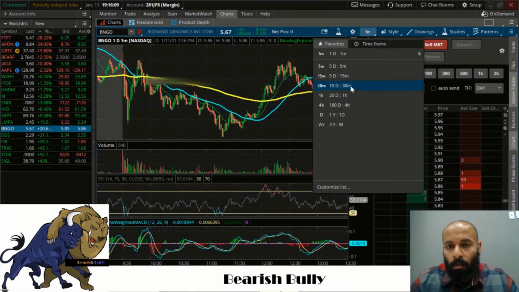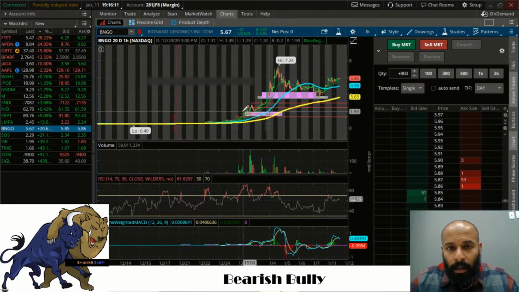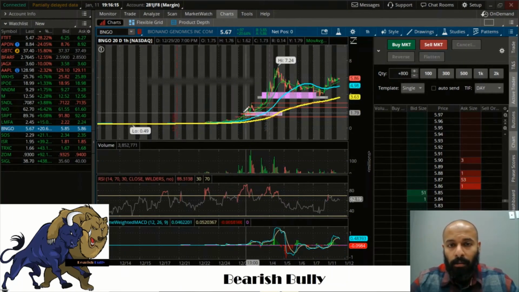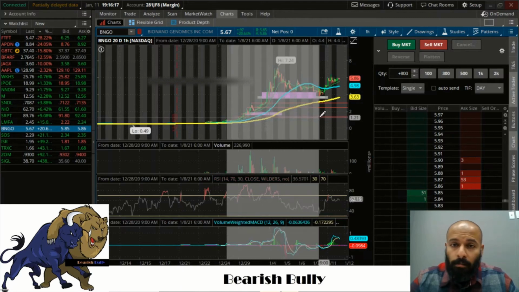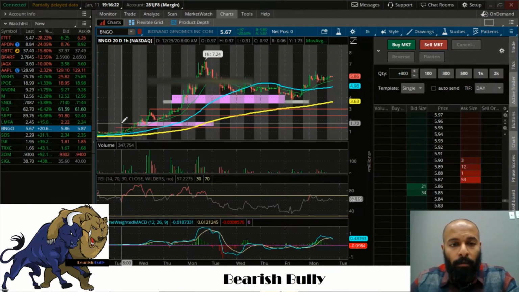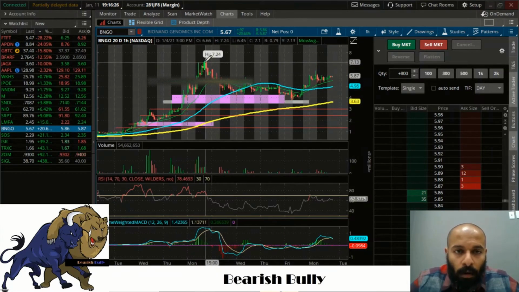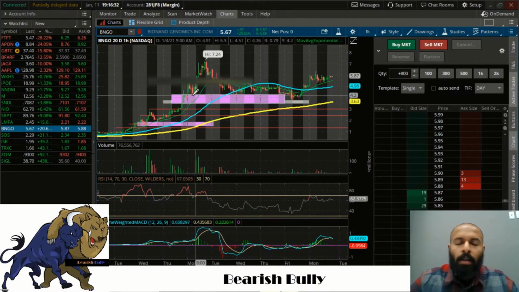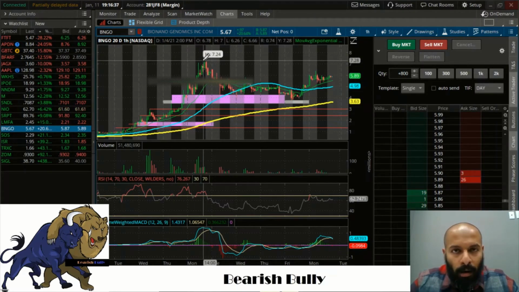Now, if you want to go into a 20-day, this chart obviously doesn't have too much information on it, but actually this is a really good example right here too. So you've got the 20-day above, 50-day below, 200 below. Now you see how far the bars are extended from the 20-day, from the 50, from the 200. So something like this, super overextended, super overbought, it is definitely going to come back down.